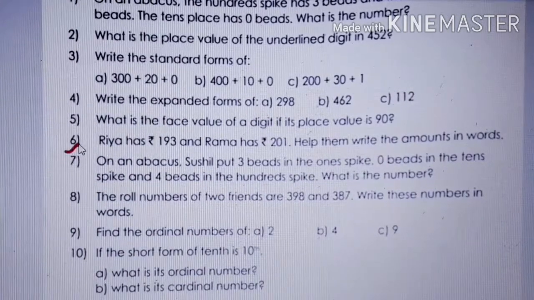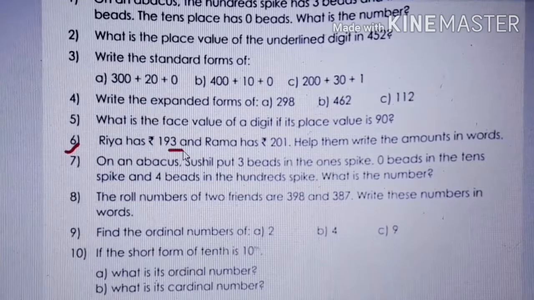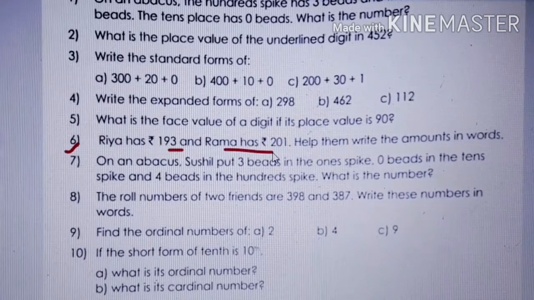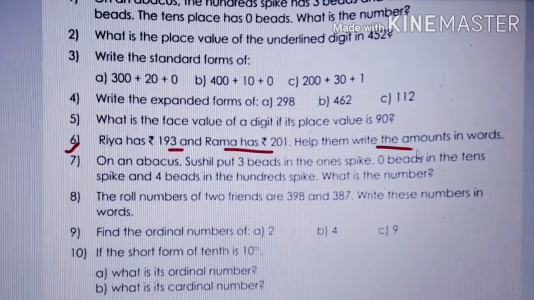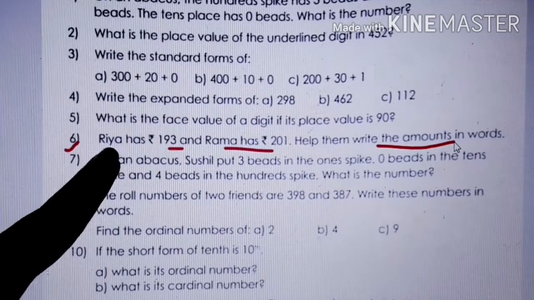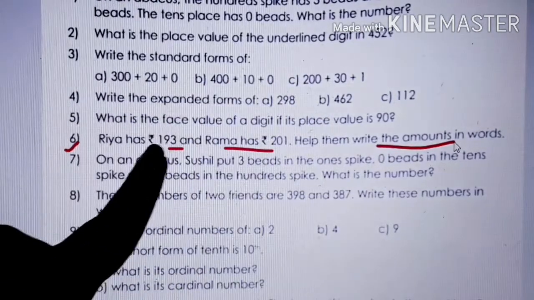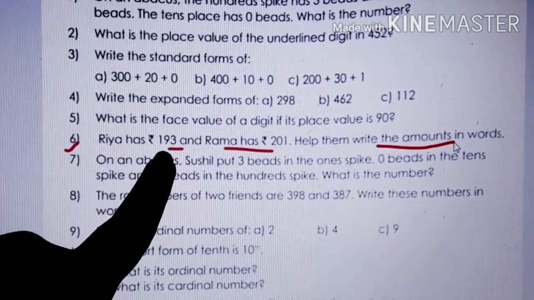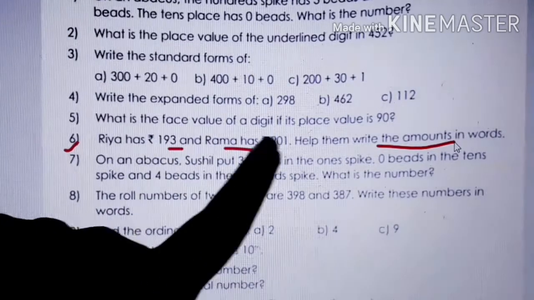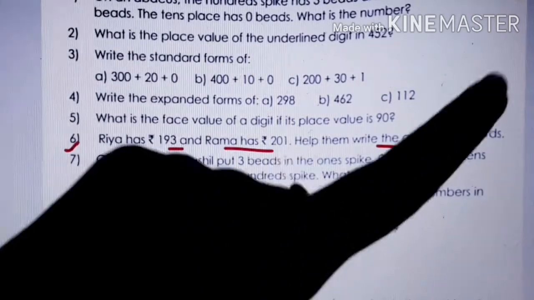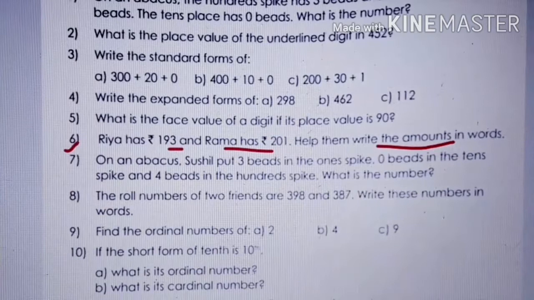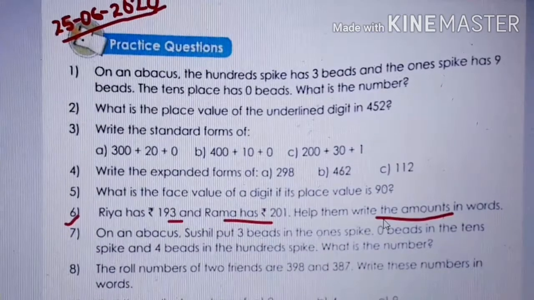You can see question 6, children, here. Ria has 193 rupees and Rama has 201 rupees. Help them write the amount in words. So how will you write? 193 rupees. This is rupees, isn't it? So how will we write in words? 193 rupees. 201 rupees. Okay. So you can do this, children, isn't it?